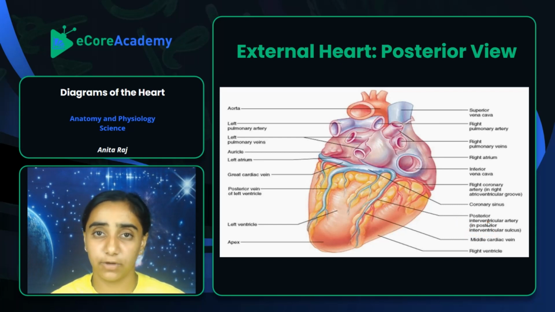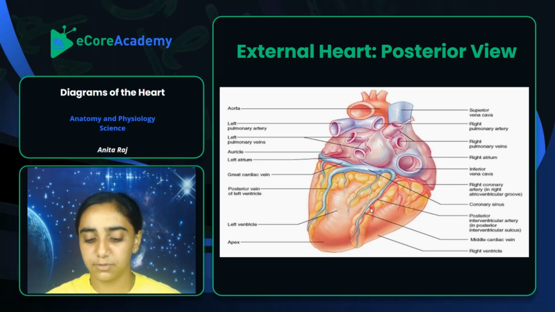It's a branch of the right coronary artery, so it branches. So this one branches off of your right coronary artery, because if you see right here, it just branches off and it just goes downward. It supplies blood to the diaphragmatic surface of the myocardium.